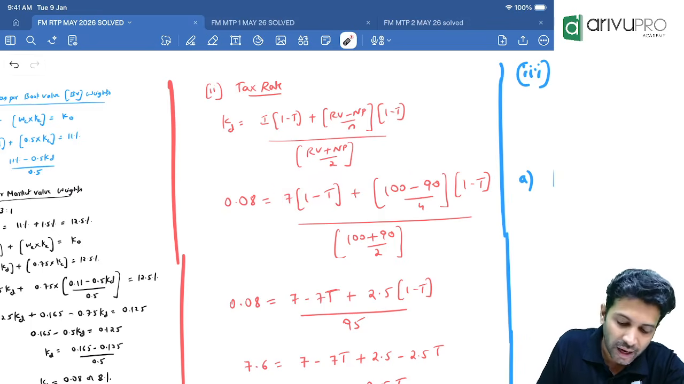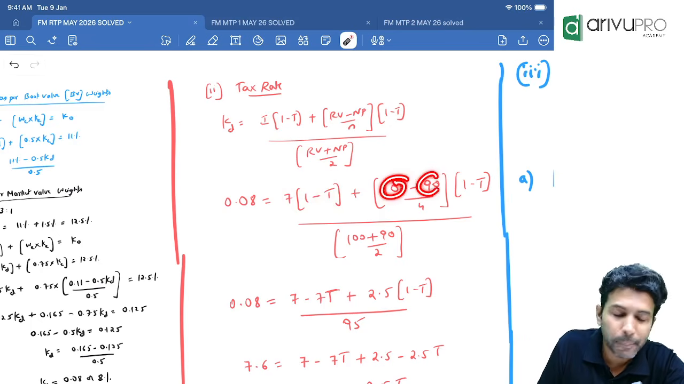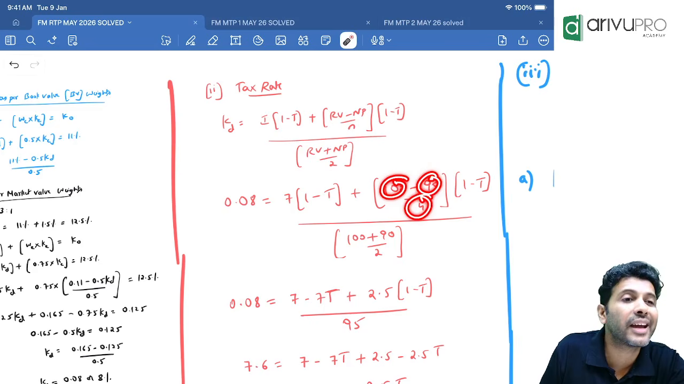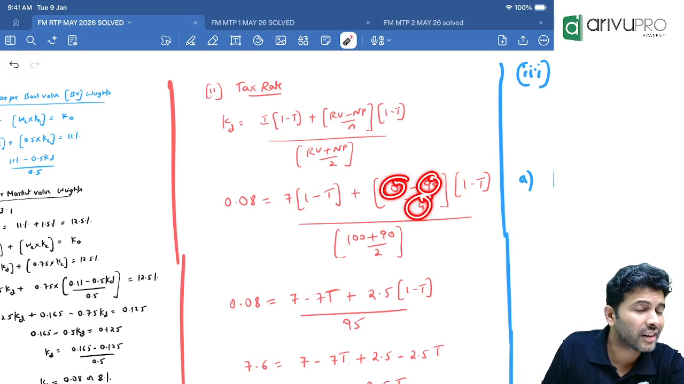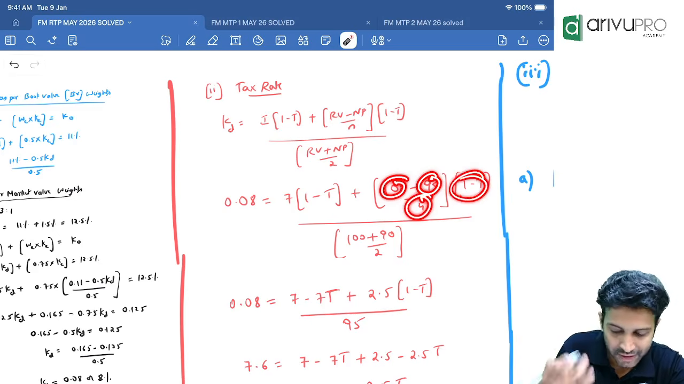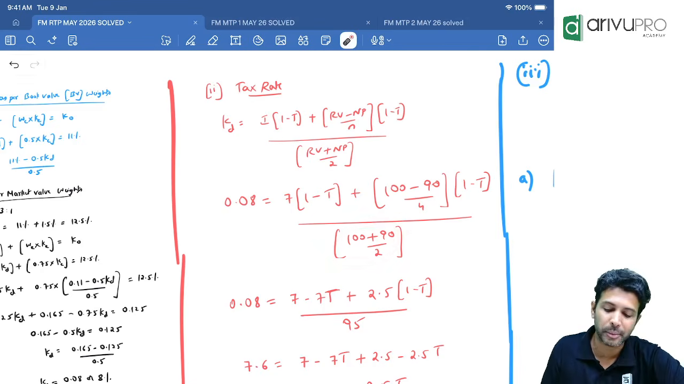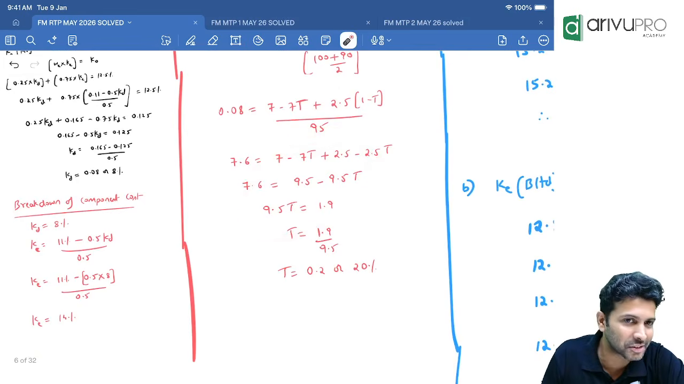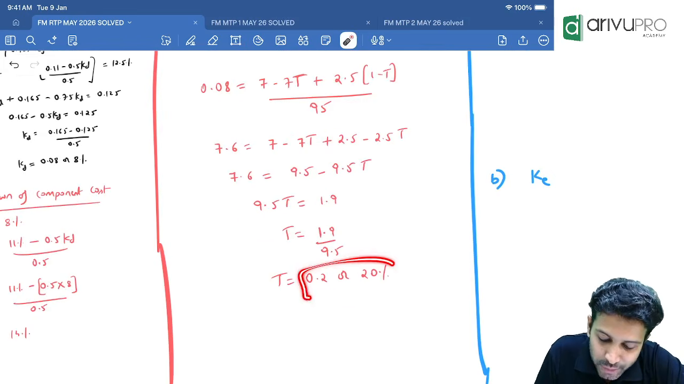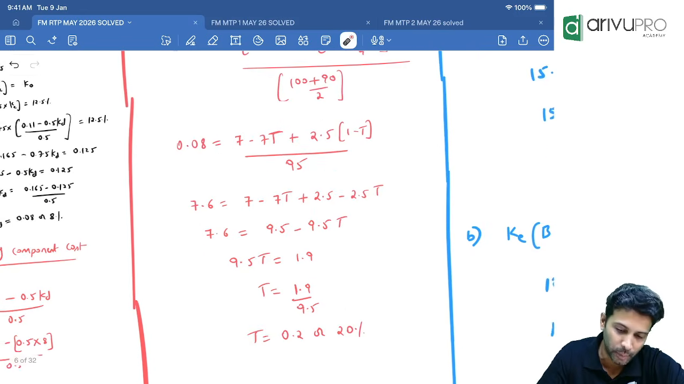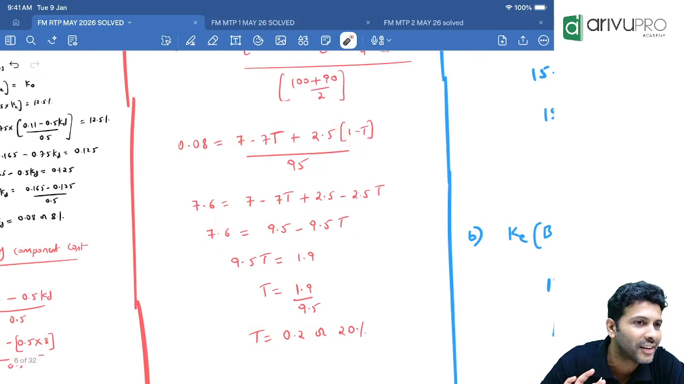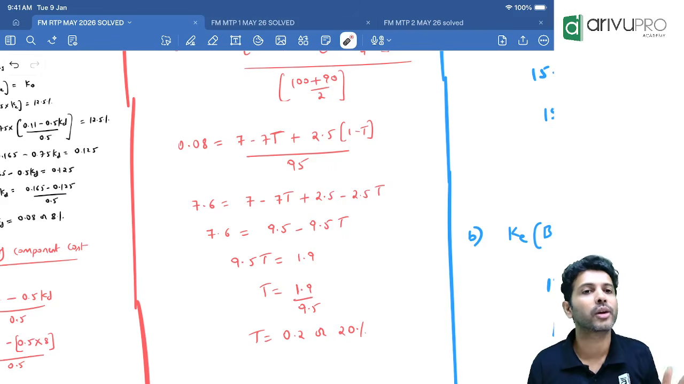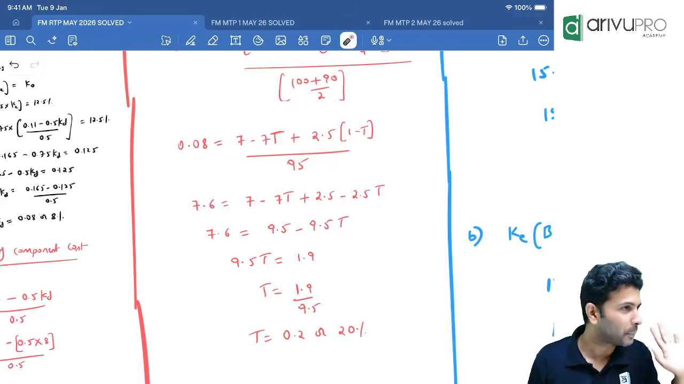Tax rate we don't know. RV is how much? 100. NP, we issued at a discount, 90. Divided by N, what? Tenure, life. How much? 4 years. Into 1 minus tax rate, don't know. Divided by RV plus NP by 2. Solve this equation. Finally, you'll have solved as much as possible. Right? So finally, you'll get T to be 0.2 or 20%. You want me to take you through this solving or is it okay? Manageable, no? So finally, T will be what? 0.2 or 20%. Again, proper kidney.